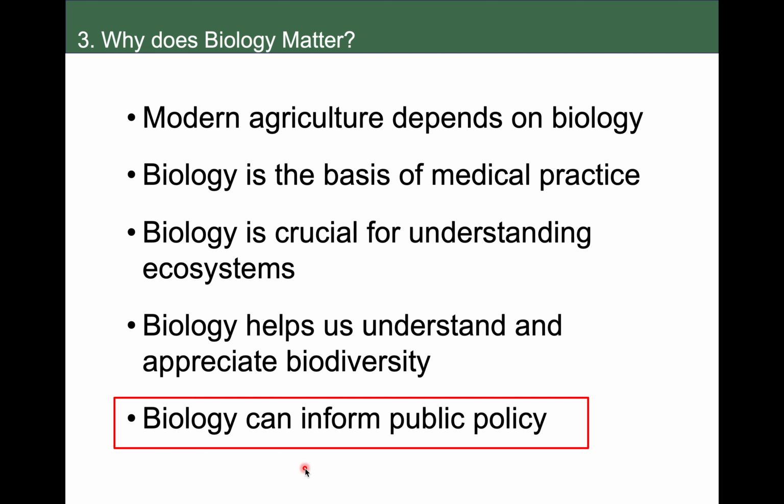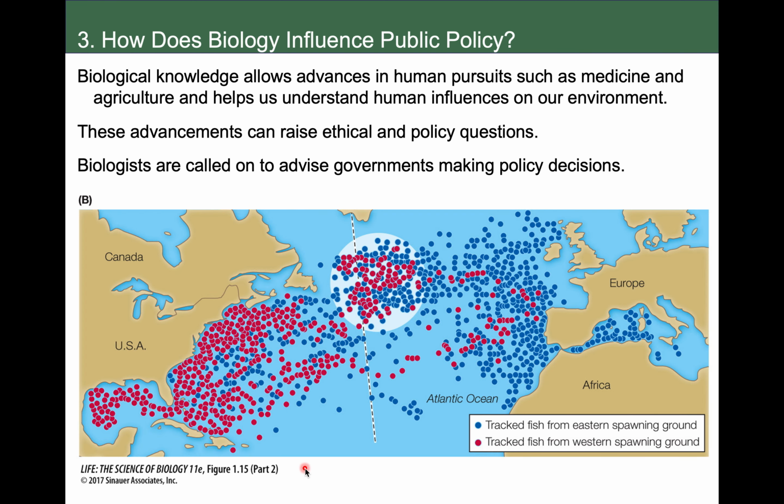So I wanted to end just giving you one example of biological study that could influence public policy. And this is a pretty simple example, and this goes back to an image I showed you earlier of a researcher tagging some bluefin tuna with some radio trackers. And so the issue here was that in the Atlantic Ocean, there are really these two different populations of bluefin tuna. There's the western population here, represented by the red dots, and the eastern population represented by the blue dots. And what researchers had found in previous studies was that the western population was declining, right? It was basically being overfished.